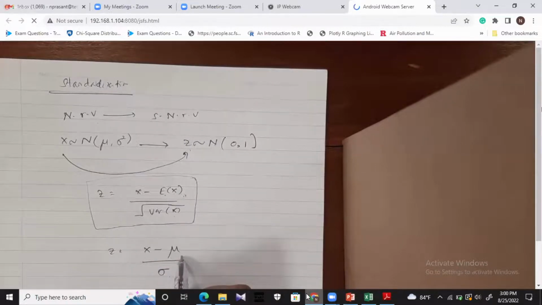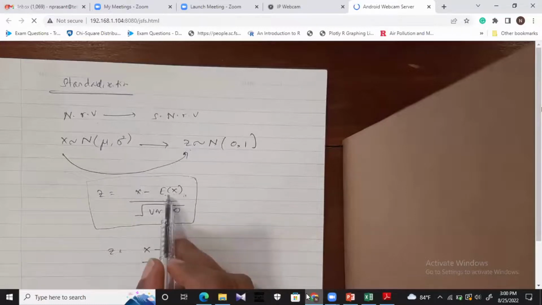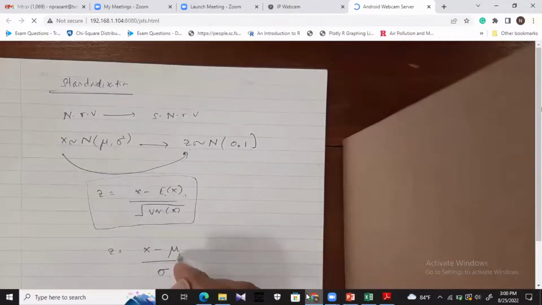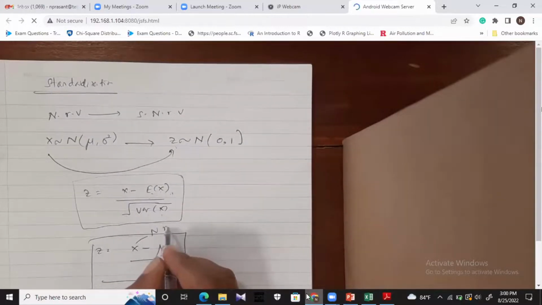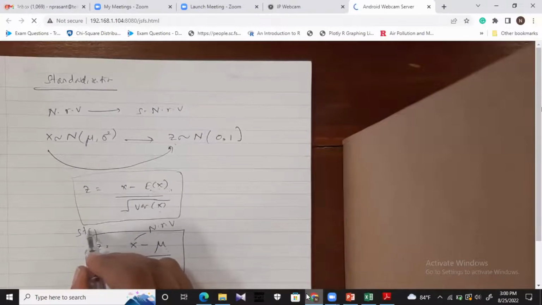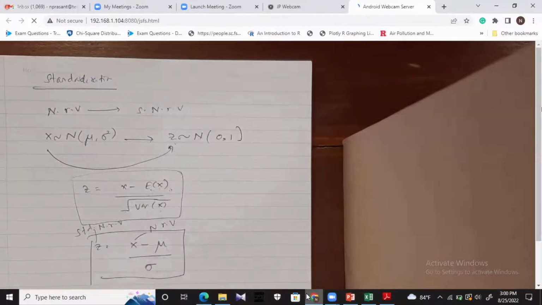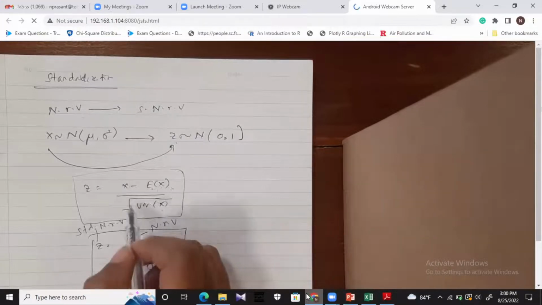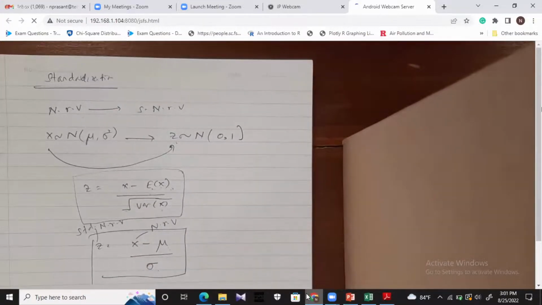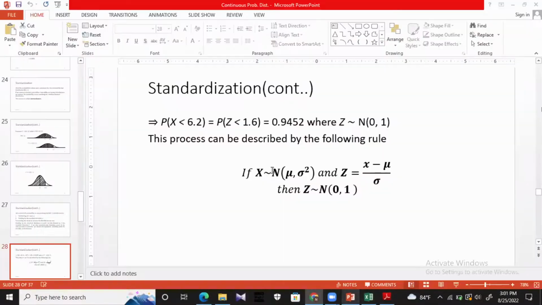Expected value of x is mu. Go back to chapter 3 and check the definition of the expected value of x and the symbol we use to denote it. We use the symbol mu for the expected value of x. So this is how we convert any normal random variable into the standard normal random variable: x minus mu over sigma, or x minus expected value of x divided by the square root of variance of x. Okay, right. Now go back to the presentation.